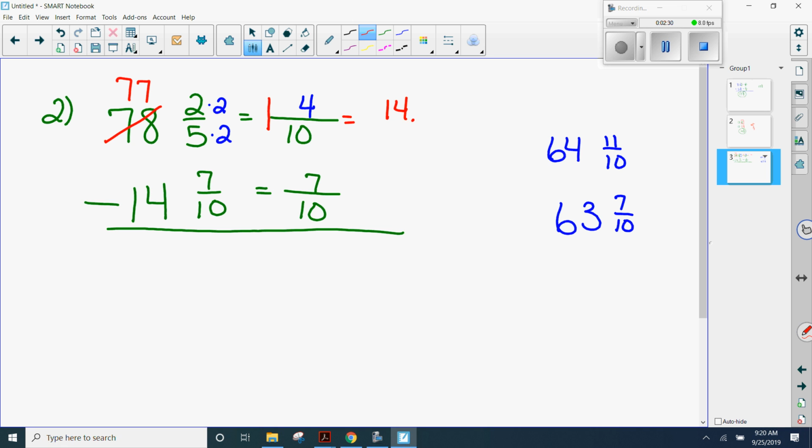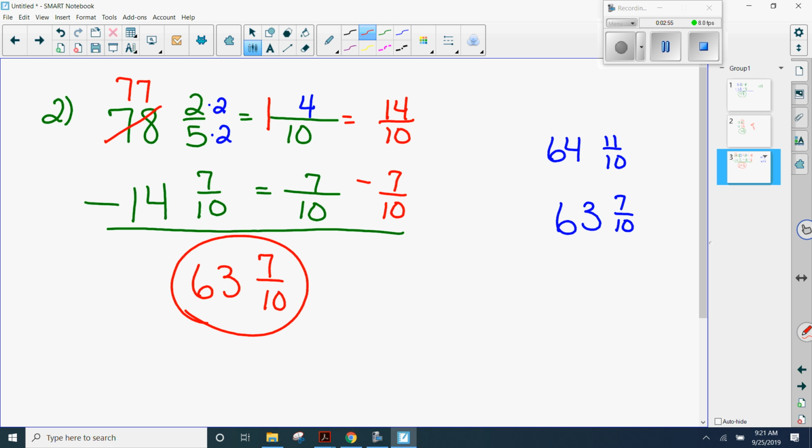14/10. And I am subtracting 7/10 from it. What is 14/10 minus 7/10? 7/10. Now remember, some of you borrow and you don't cross this off and make it a 77. What's 77 minus 14? 63. So 63 and 7/10 is your answer. Question.